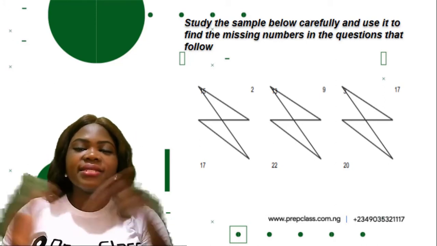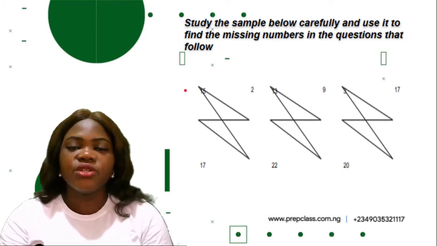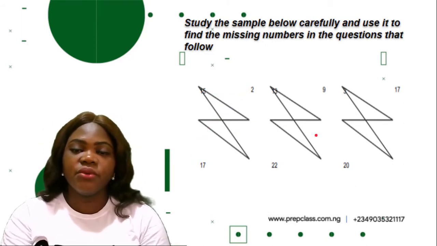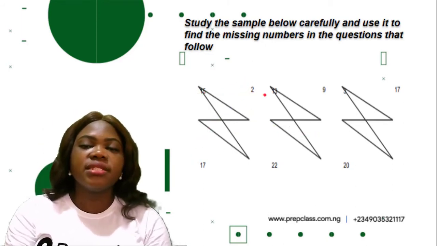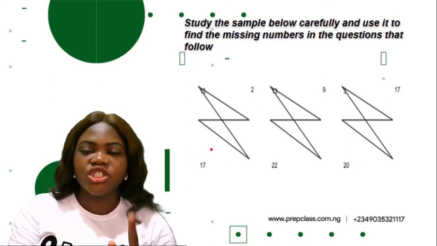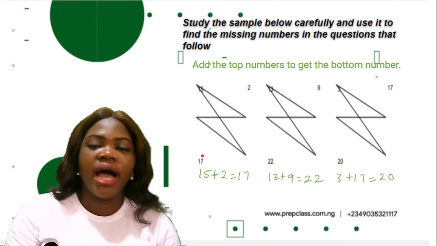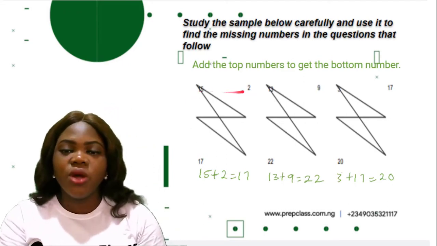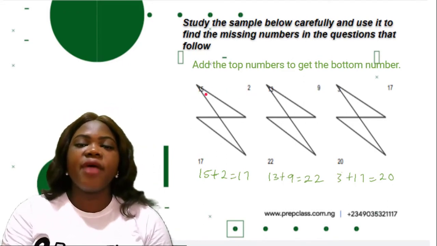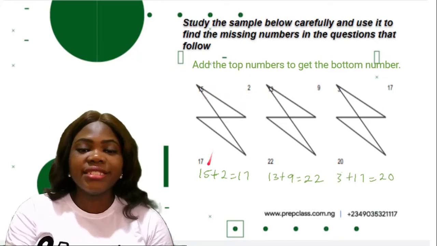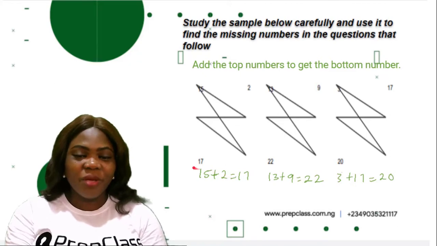Now let's look at these three samples. There are two top numbers and one bottom number for each of the samples. There is a relationship between these three numbers. What is that relationship? We need to find it out. To get this bottom number, all you have to do is to add the top numbers. Here we have 15 and 2 as the top numbers. 15 plus 2 is 17. So the bottom number is 17.